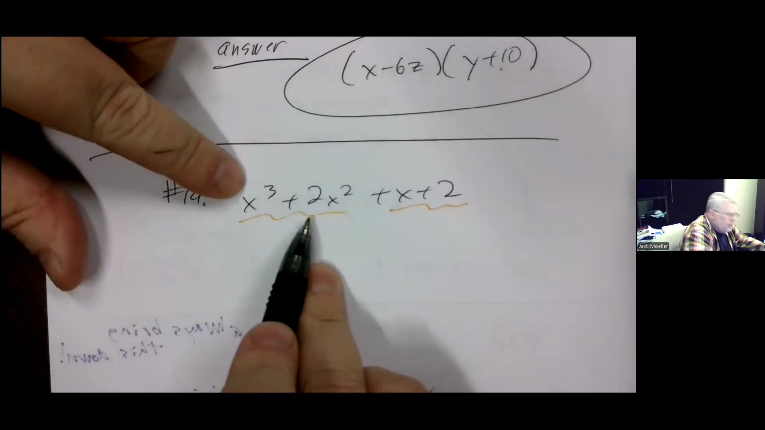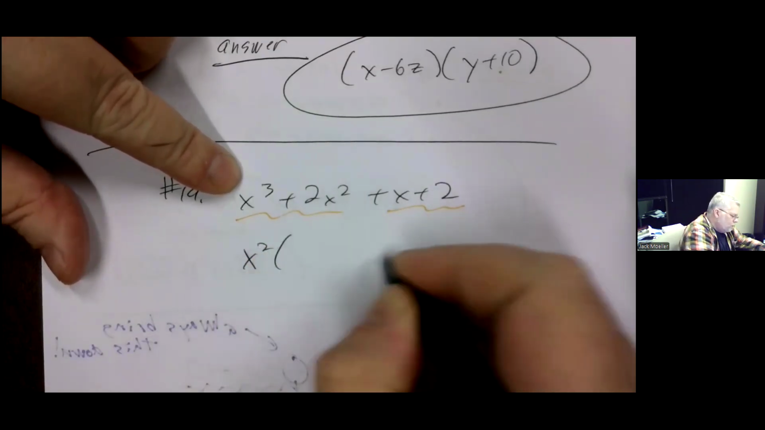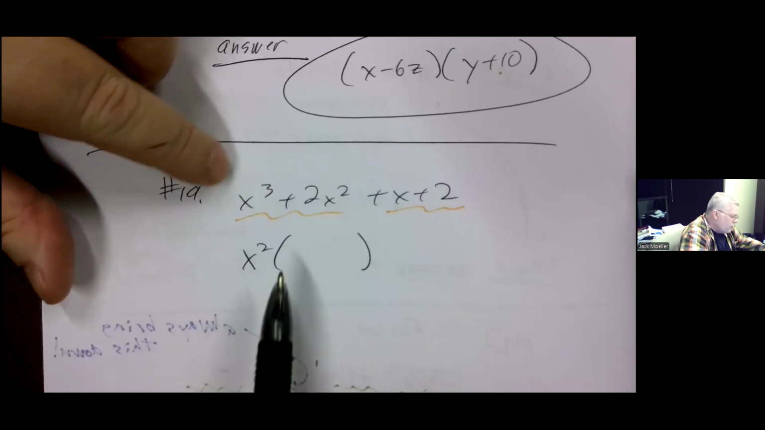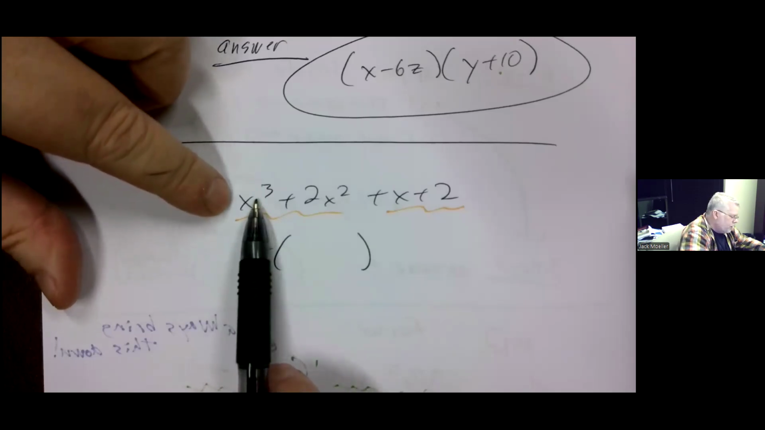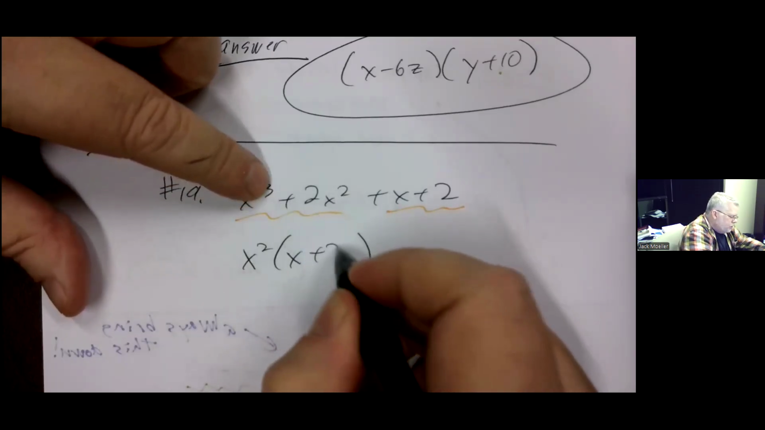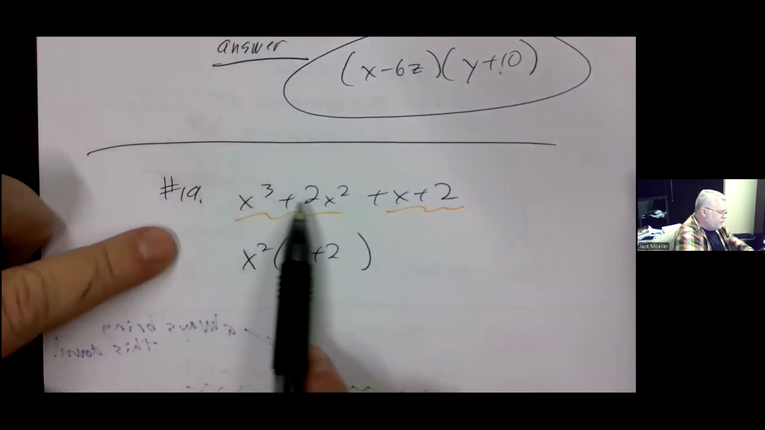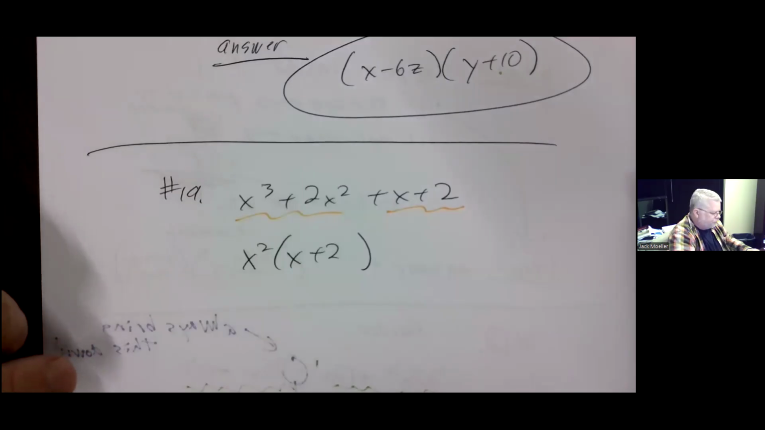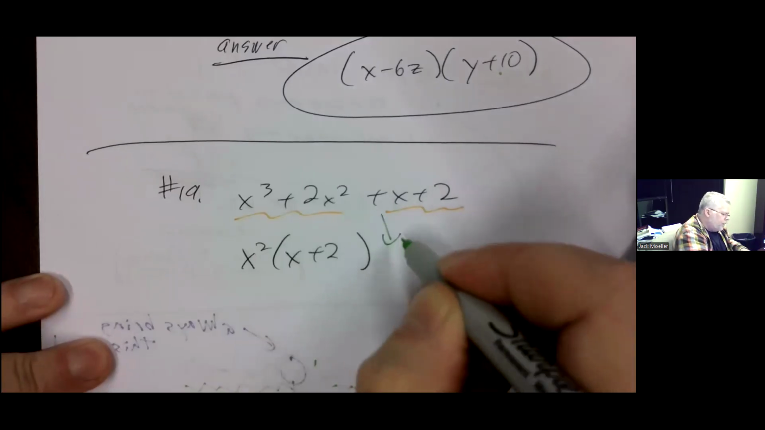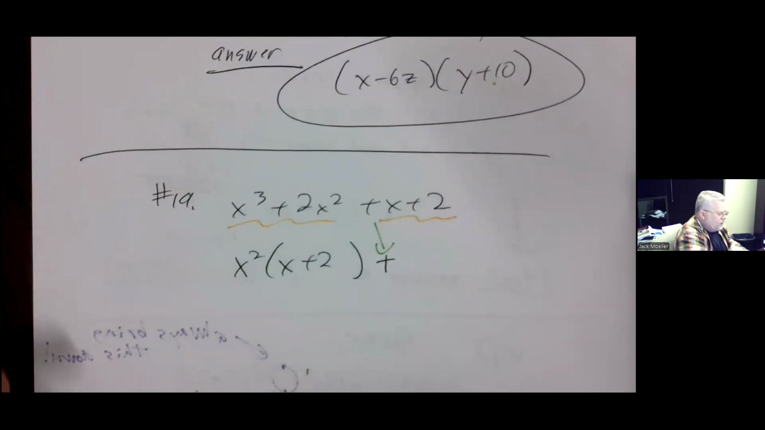So the first two, there's no number common, but they both have an x squared. So if we divide both those by x squared, what do we have left? Well, we need three x's, so we got two, so we need one x. And then plus 2, x squared divided by x squared is 1. So x squared times x plus 2. That's how we factor the first two. Bring down the plus sign. So what's the GCF here? What is the greatest common factor for x plus 2?